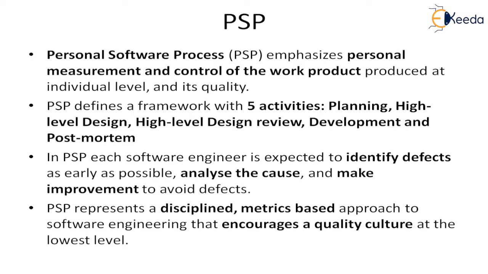Now we will look at two more quality models for process improvement. This is called PSP in short. It is the Personal Software Process. It emphasizes personal measurement and control of the work product produced at an individual level and its quality. Earlier we were talking of project and organization, but now we are talking of a single person, a software engineer who is working as a team member.